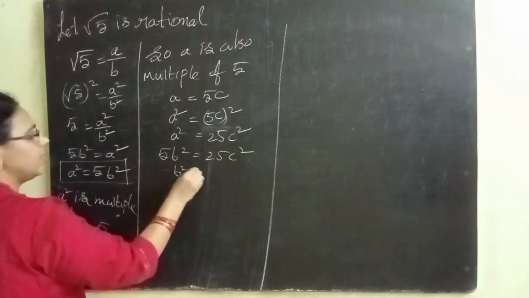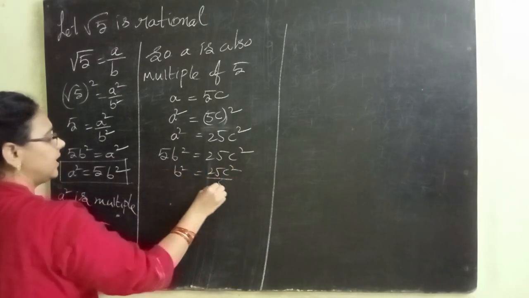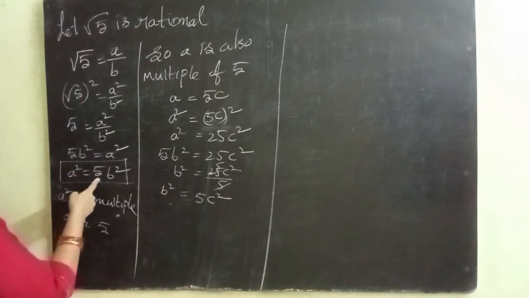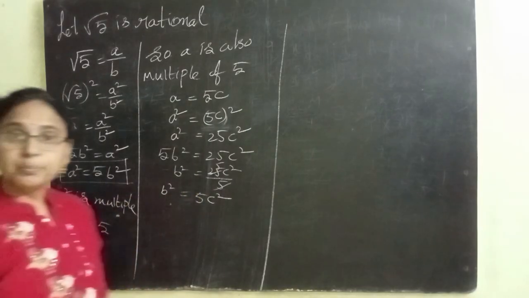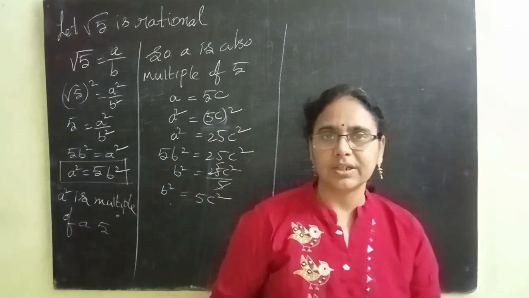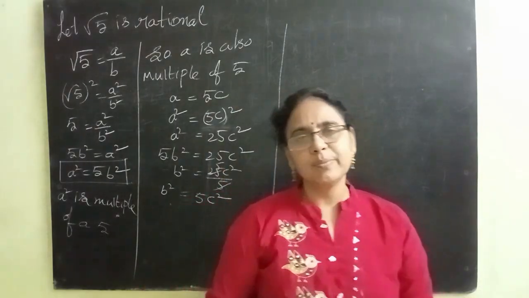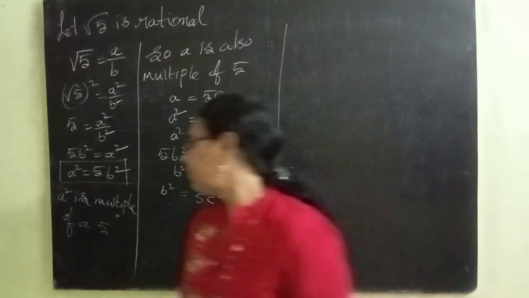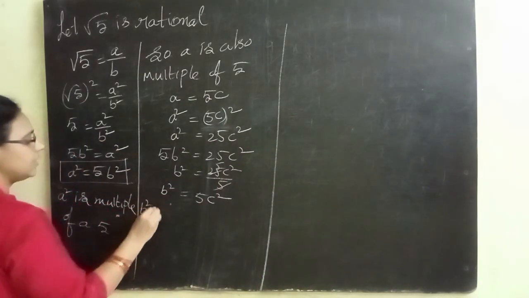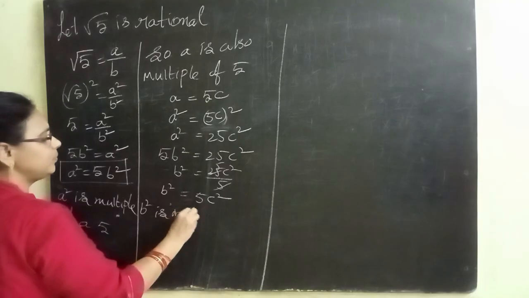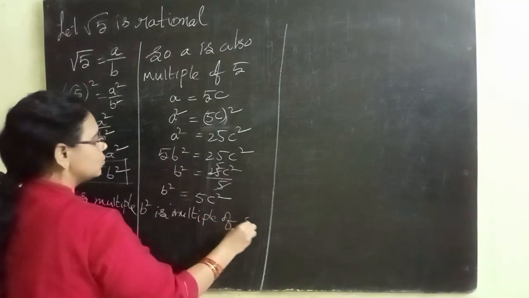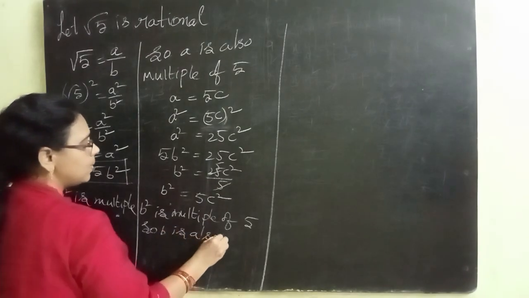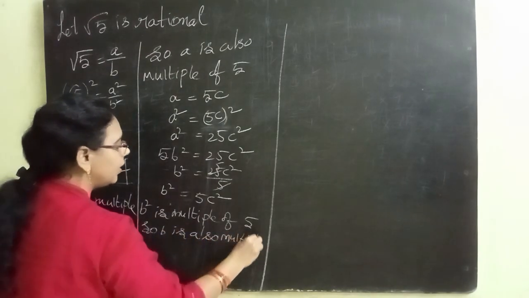Okay, I want b square. 25c square by 5. So b square is 5c square. Like that you got here. B square is 5 into something. B square is a multiple of 5. So B is also a multiple of 5.